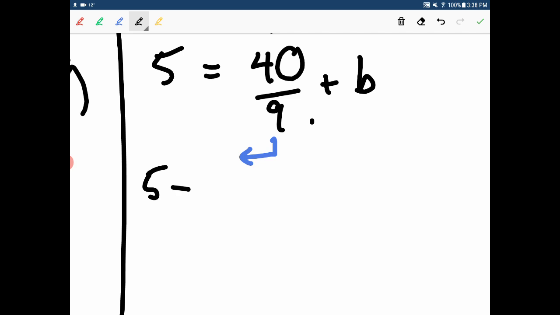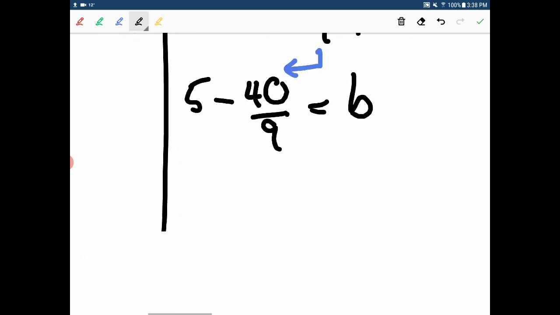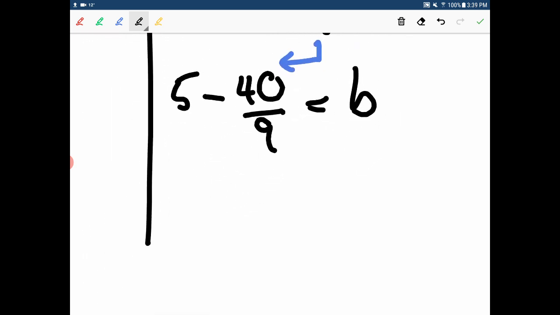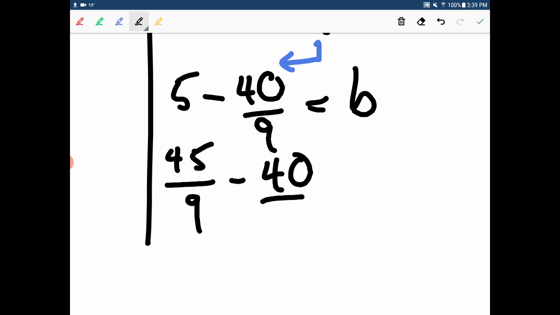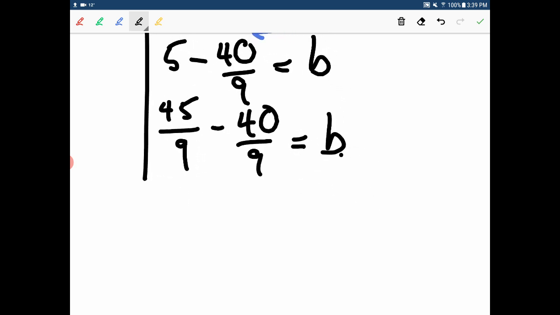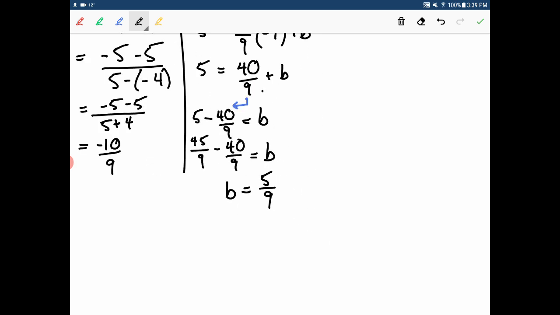So we'll have 5 minus 40 over 9, and I'll actually show you how I do the fractions this time, because I'm going to change 5 into, I want to have a denominator of 9. So I want to say what over 9 would be equal to 5, so it's going to be 45. Okay, minus 40 over 9 equals b. So now we just have to subtract 40 over 9 from 45 over 9. So b is going to equal 5 over 9. All right, and that's all the hard work.